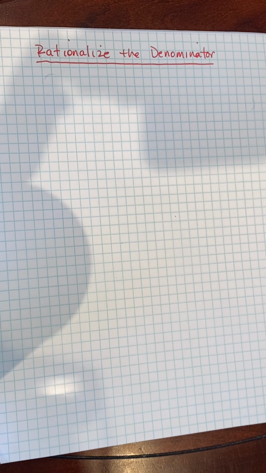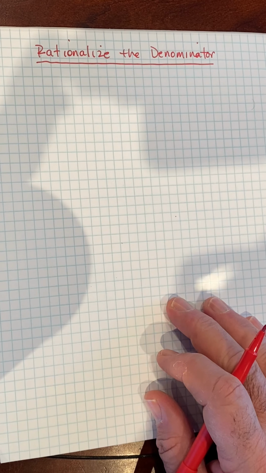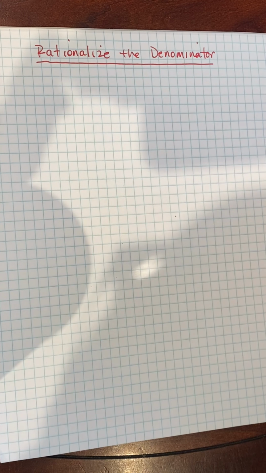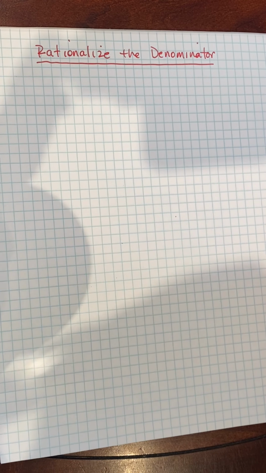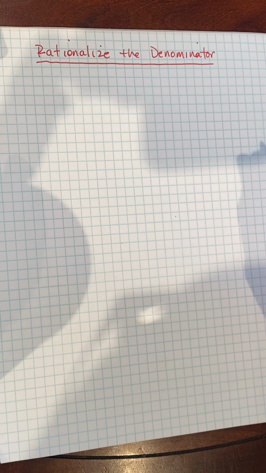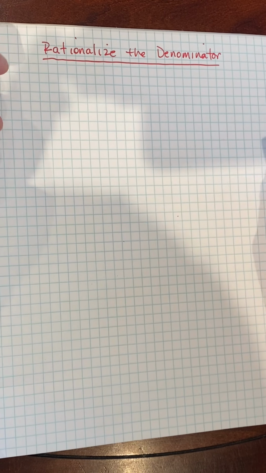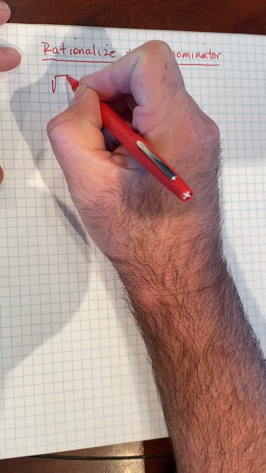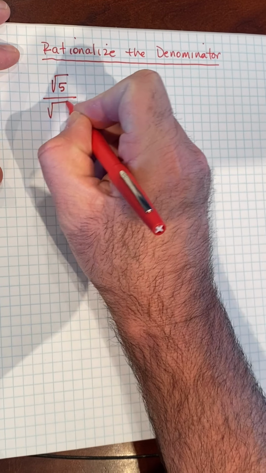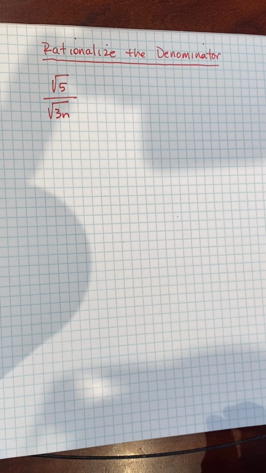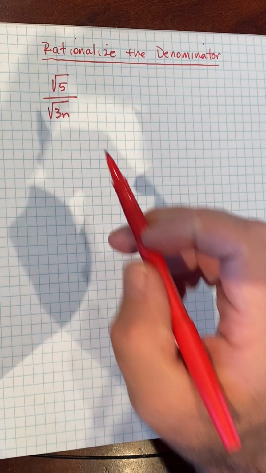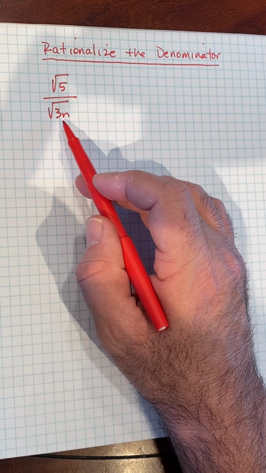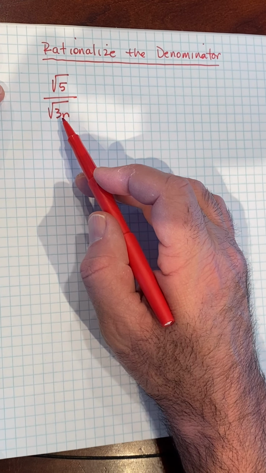Hi everybody, in this lesson I'm going to teach you how to rationalize the denominator. Okay, so in order to simplify radical expressions, we said you cannot leave a radical in the denominator. So look at this example. Let's say we have the square root of 5 over the square root of 3n. There's nothing I can do to simplify that gets rid of that radical.